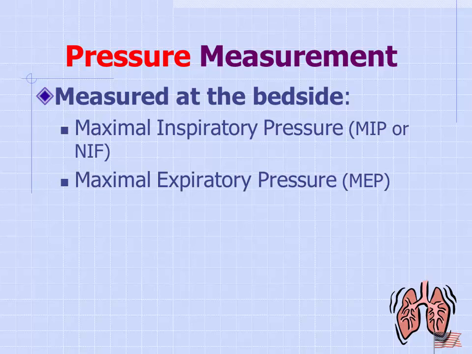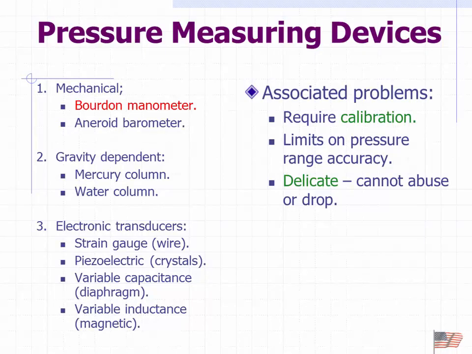Okay. Sorry. So the two measurements that we're going to do are the maximal inspiratory pressure and the maximal expiratory pressure. There are multiple ways to measure pressure. What we're going to use is what is called a Bourdon manometer. There are also things like aneroid barometers. Some things that are gravity dependent, like a column of water or a column of mercury, we don't use, but that was the way that barometric pressure was initially measured, by Torricelli, the guy who invented the mercury barometer.